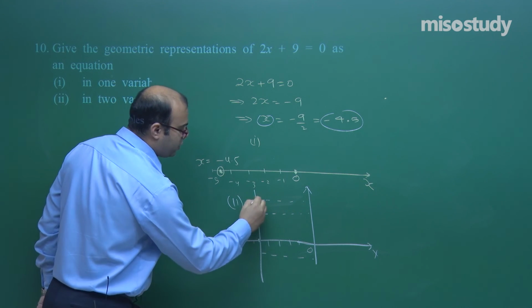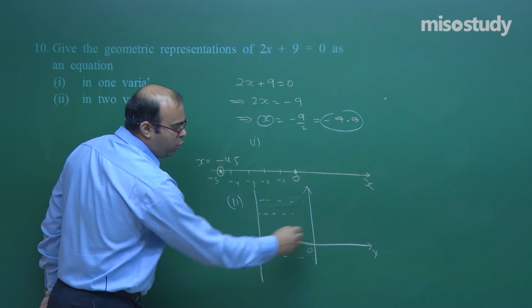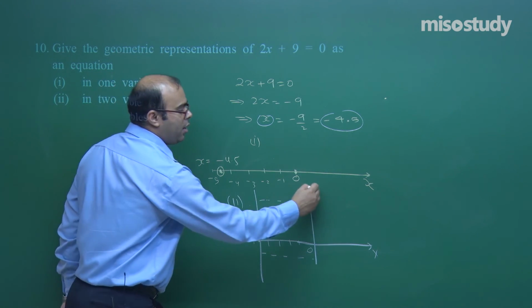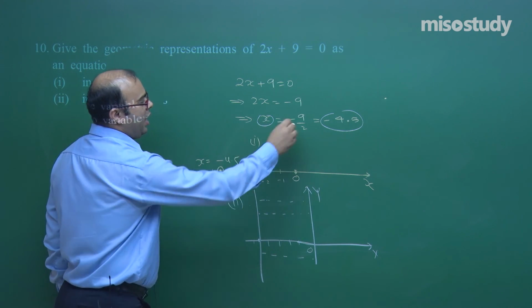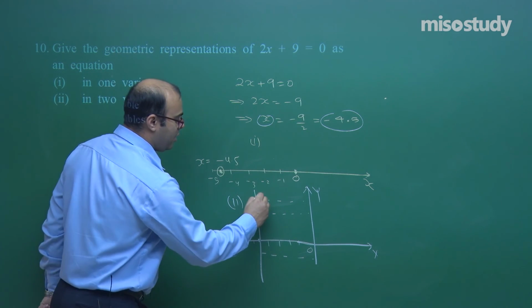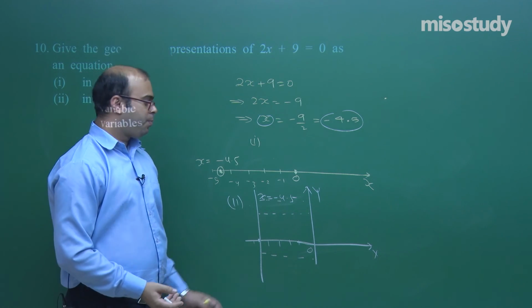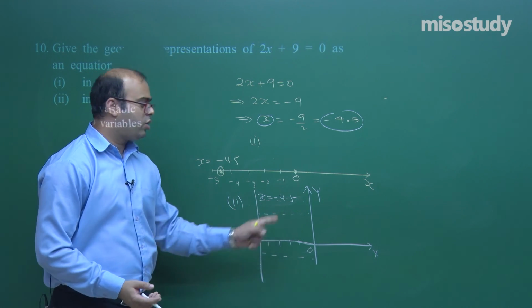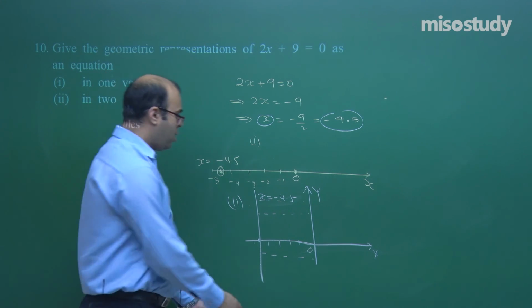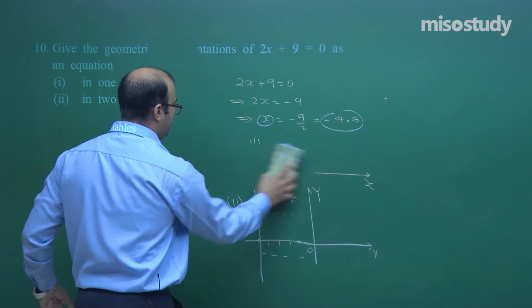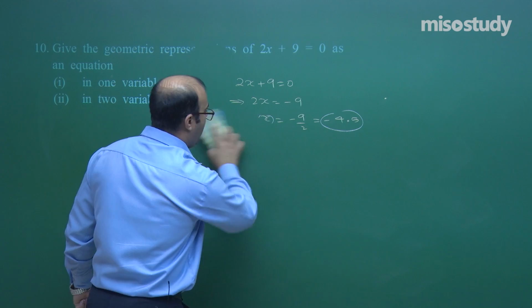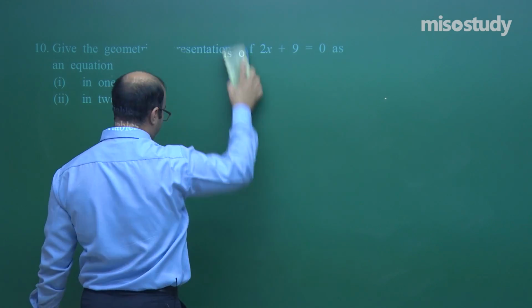So this line which is drawn here, perpendicular to the x-axis, or we say parallel to the y-axis, is the line x is equal to minus 4.5. This is x is equal to minus 4.5 in terms of 2 variables. y will change, but x is constant, that is minus 4.5. So this is a way to represent a linear equation in 2 variables. And we have seen a horizontal line as well as a vertical line.